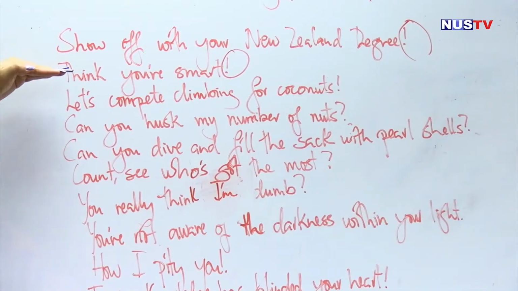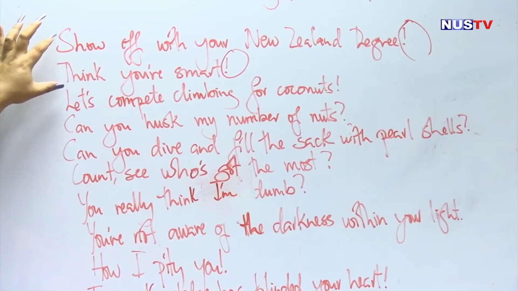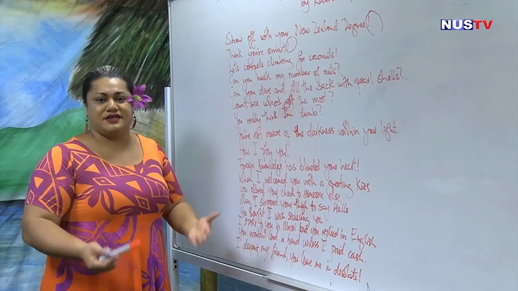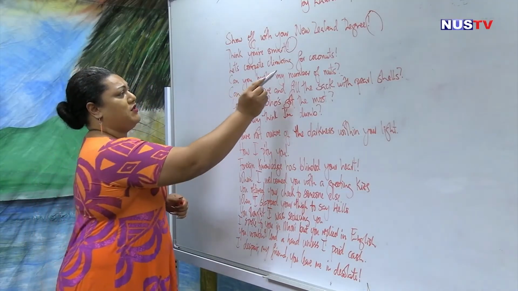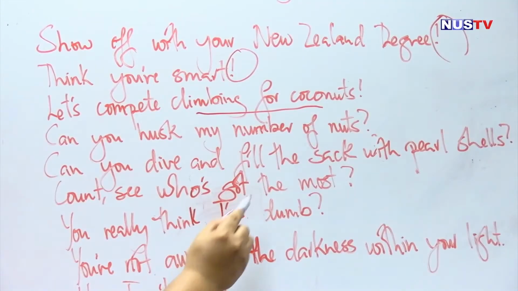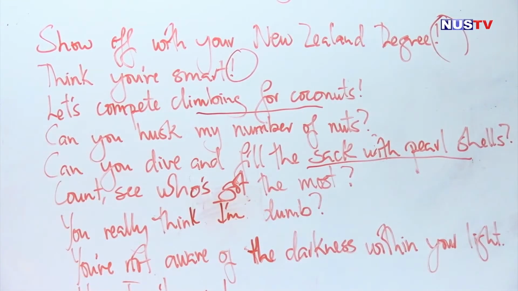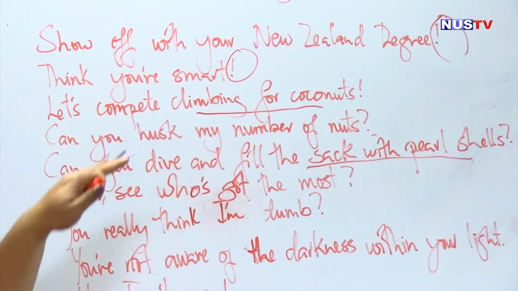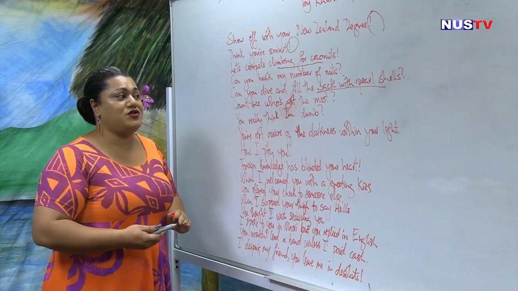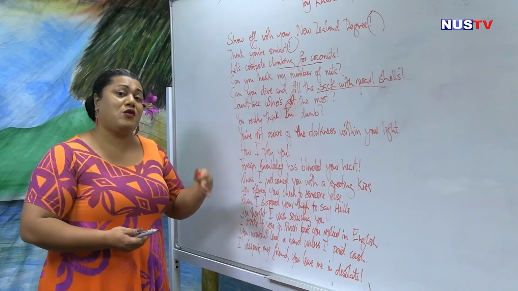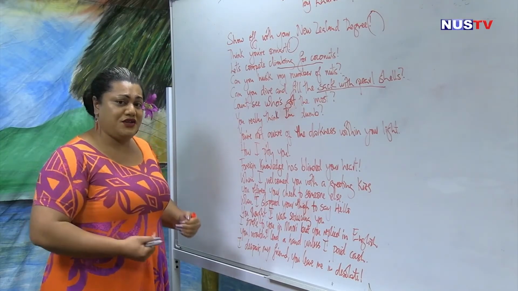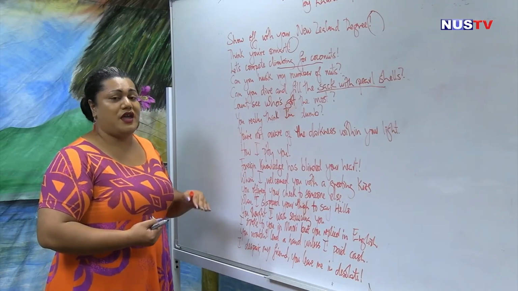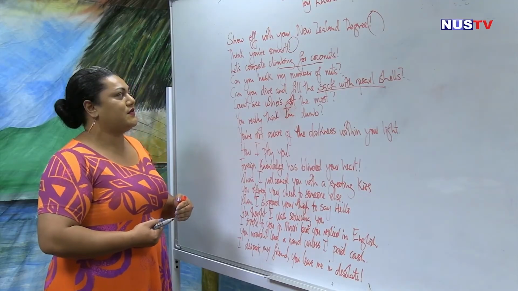So if you look at the lines after the first two lines, it talks about routines, daily routines or chores that we do within our communities, like climbing the coconuts, fill the sack for pearl shells. So filling the sack with pearl shells and climbing the coconuts, these are particular traditional or cultural tasks done by people in the Cook Islands. Remember that the poet is from the Cook Islands, so the social issue that is portrayed through this poem reflects his community.